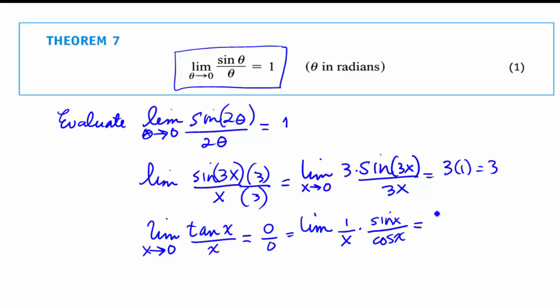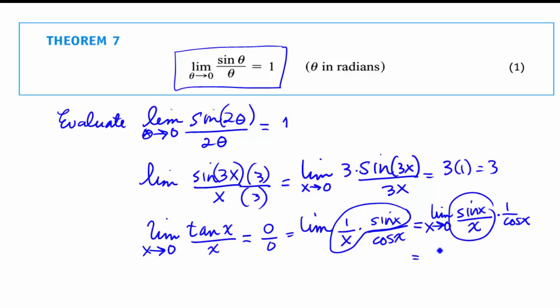So now I'm looking at the limit of sine of x over x, combining these two together, times 1 over cosine x. As x approaches 0, this is equal to 1 times 1 over 1, and that's just equal to 1. So it turns out that the limit of the tangent of x over x is also equal to 1.